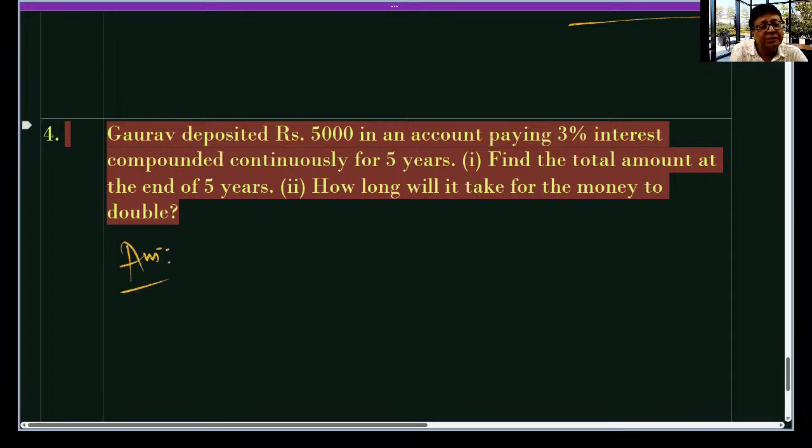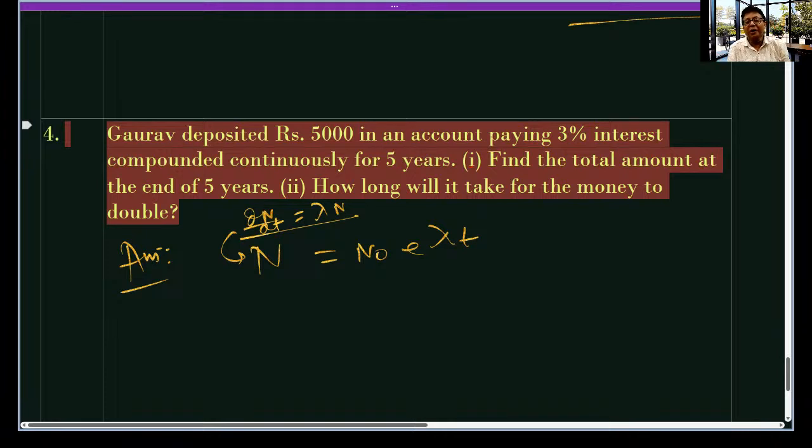So how will I answer? We'll take n equal to... I am not writing the differential equation, not taking the trouble. If you find a 2 or 3 marks question, this is enough. If it is a 5 marks question, then you write dm by dt equal to lambda into n. By solving we get this, where n is the amount present at any time, n0 is the initial amount, and lambda is the rate of growth or rate of decay. Here it is growth. Clear?